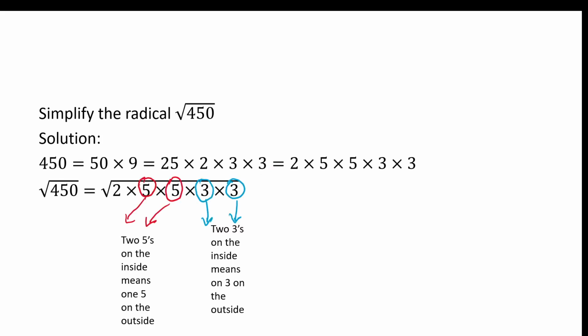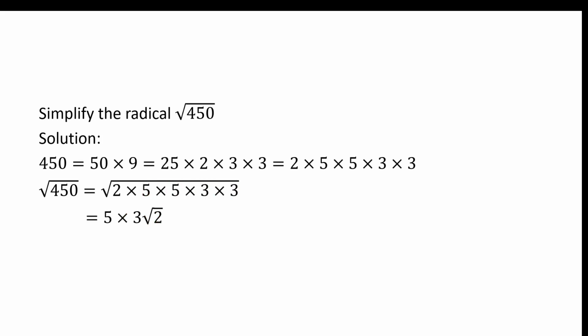Now, we see that there are two 5s as factors on the inside and two 3s as factors on the inside. And so what we can do is bring one of those 5s in front and one of those 3s in front. So these two 5s on the inside become one 5 in front. These two 3s on the inside become one 3 in front. And we're left with just a 2 on the inside. And now we just simplify by multiplying the 5 and the 3. And we get 15 square root of 2.